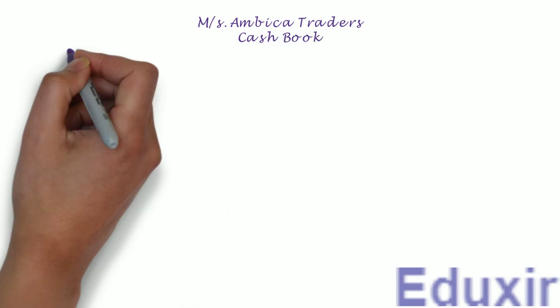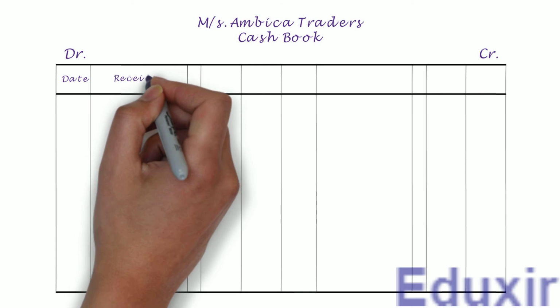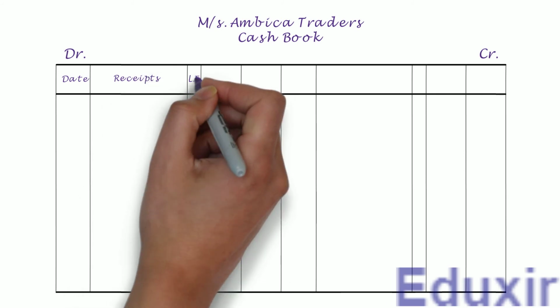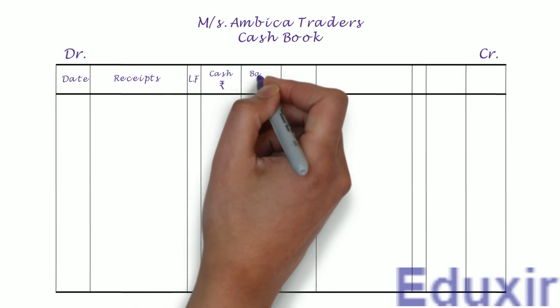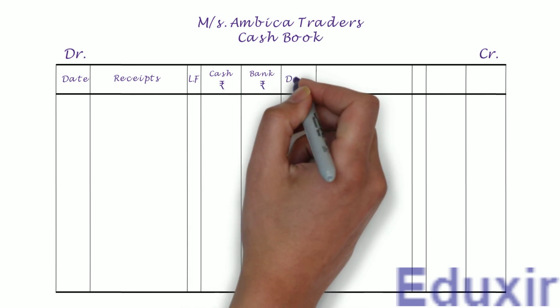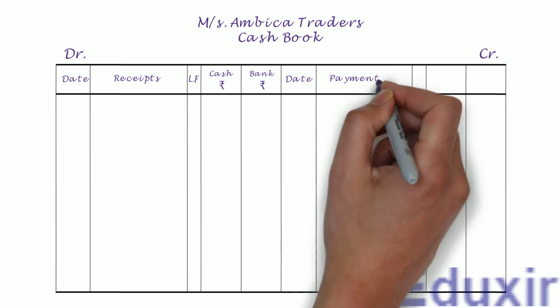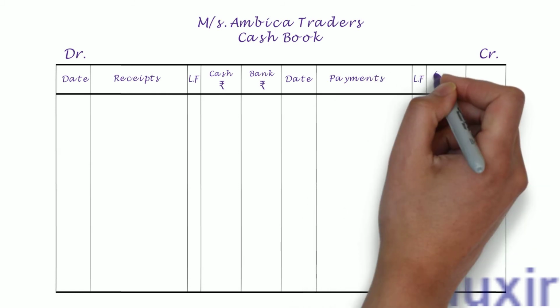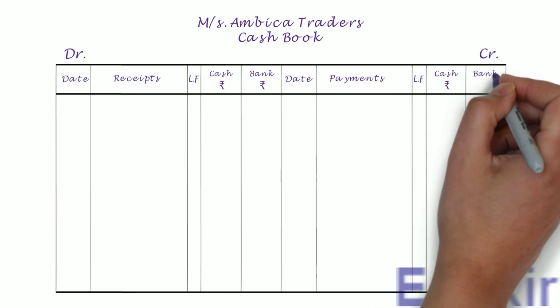Let us then write the headers DR and CR to designate the debit and credit sides respectively. Let us have individual columns for date, receipts, ledger folio, amount in the form of cash in rupees, and amount in the form of bank in rupees on the debit side. On the credit side, we will have date, payments, ledger folio, amount in the form of cash in rupees, and amount in the form of bank in rupees.